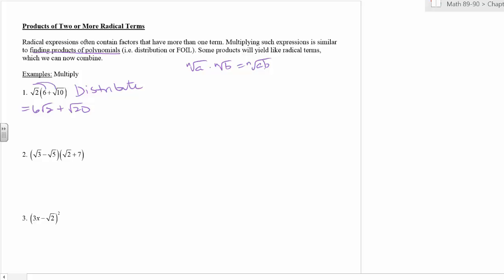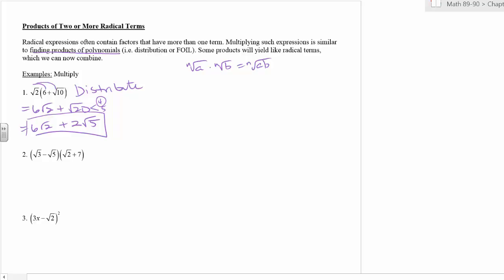All right? You're not done because the square root of 20 has a perfect square in it, so we can simplify. I'm going to factor over to the side here. I can factor 20 as 4 times 5, and I'll go ahead and pull that 4 out, and I end up with 6 square roots of 2 plus 2 square roots of 5. Now, hopefully you've done your other homework before watching this video so that you're more familiar with simplifying radicals.